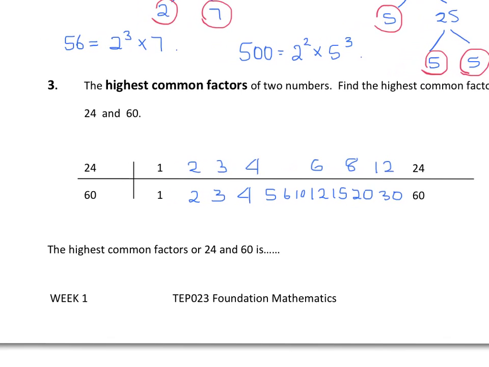The question is, what's the highest common factor of 24 and 60? So we're looking for the highest factor of 24 and 60. It's got to be common to both, and you can see quite quickly that it is 12. So the highest common factor for 24 and 60 is 12.